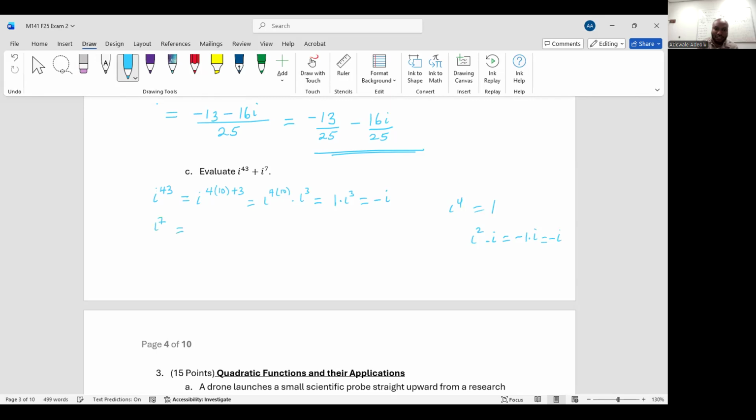Now i raised to the power 7 is, we can say 4 times 1, then plus 3, which is the same thing as i⁴ times i³, which is 1 times i³. And we just found that i³ is negative i. Therefore, if you add both together, we have negative i plus negative i, and your answer is negative 2.